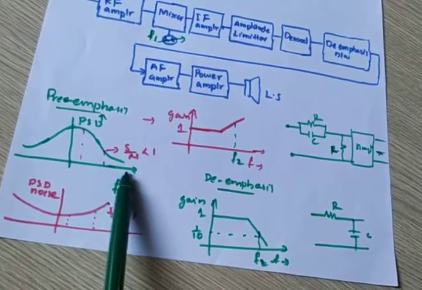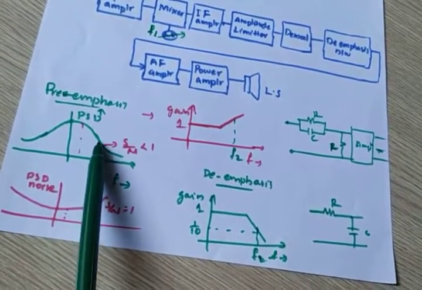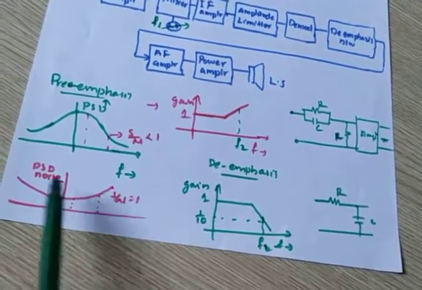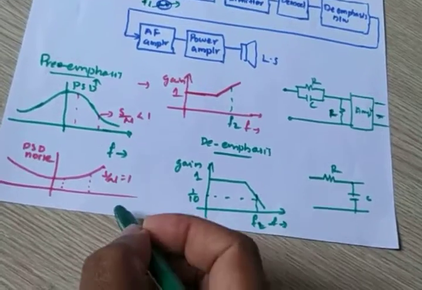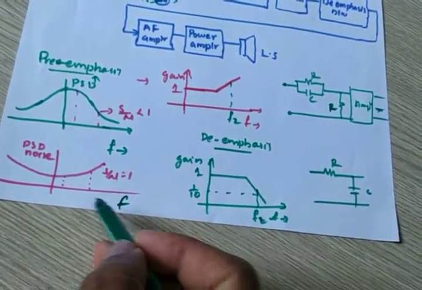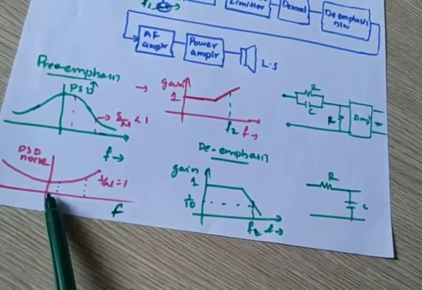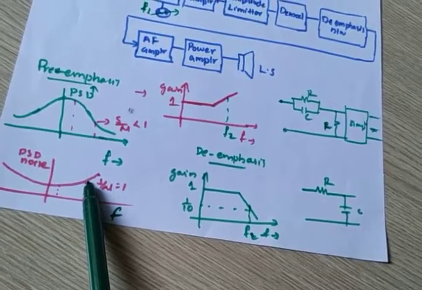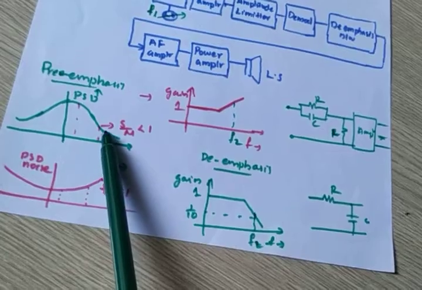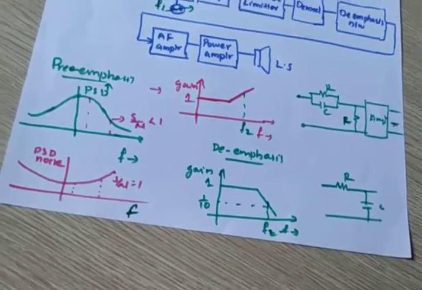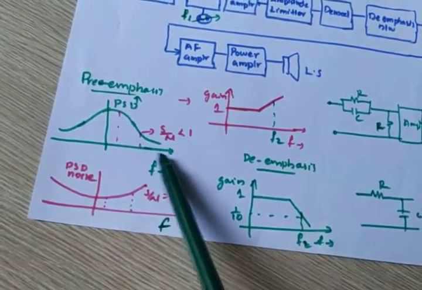As frequency increases, the signal to noise ratio decreases. That means as frequency increases, signal power decreases and noise power increases. This is the noise power spectral density. Low frequency has less noise, and high frequency has high noise. Or from here, low frequency has high signal power, high frequency has low signal power. Suppose in FM my frequency is ranging from here to here.